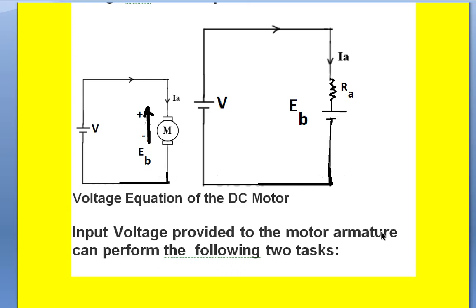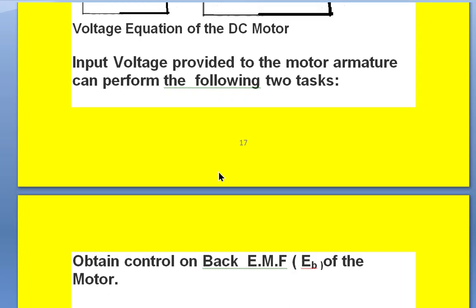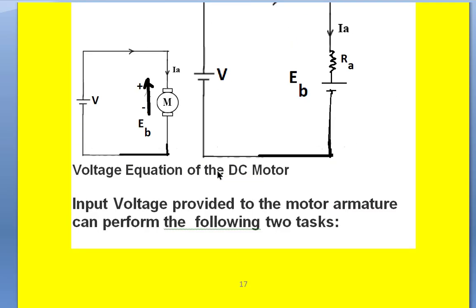In practice, at the beginning, for all motors there is a starter. Starter means a very high starting resistance. So when the voltage is applied to the DC motor, it has two functions. One is that it is responsible for producing the back EMF in the motor. The other is that it is also responsible for the voltage drop in the armature resistance.